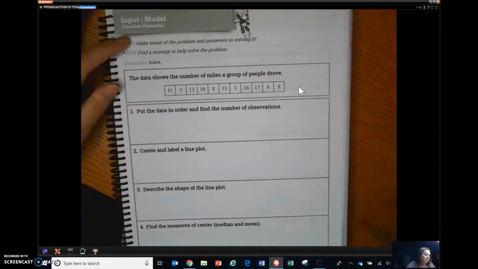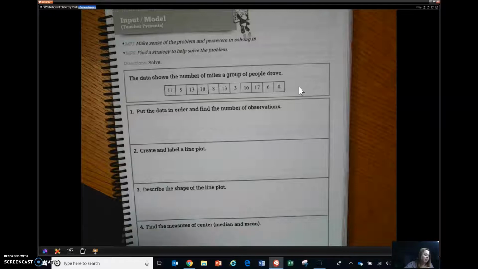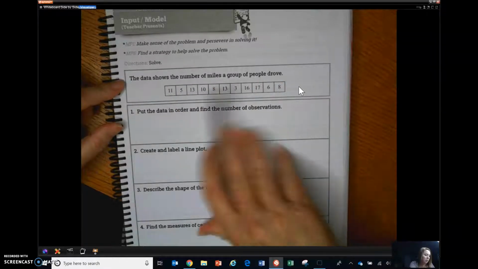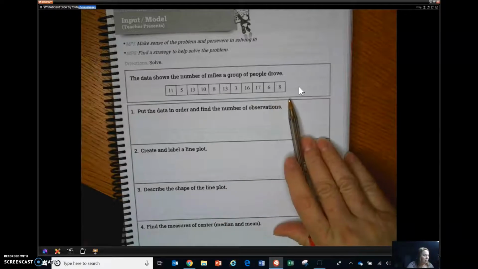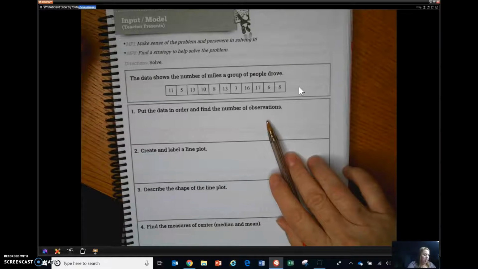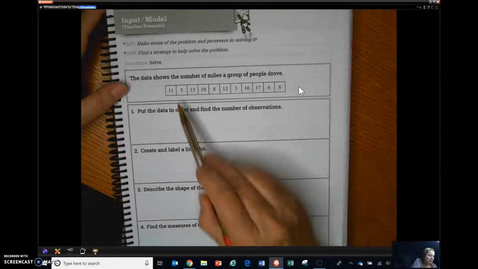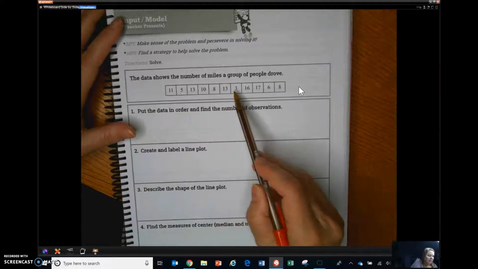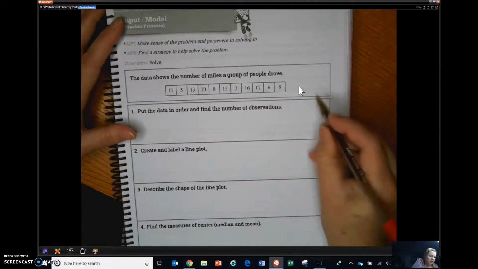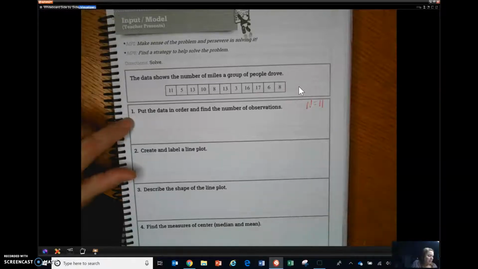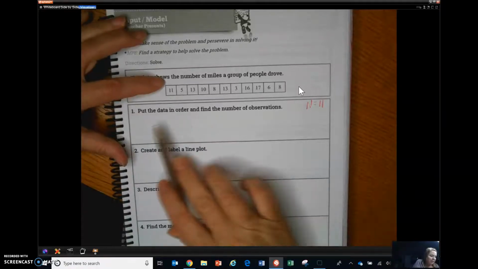All right, so here is the input model. We're going to make sense of the problem, persevere in solving it. We're going to find a strategy to help solve the problem. So the data shows the number of miles a group of people drove. So here are the number of miles. First step is put the data in order and find the number of observations. So the observations are the number of numbers you have: 1, 2, 3, 4, 5, 6, 7, 8, 9, 10, 11. Numbers equals 11, okay?